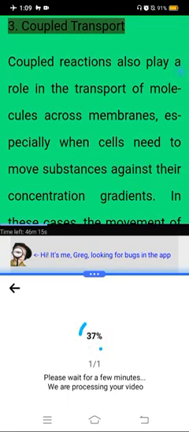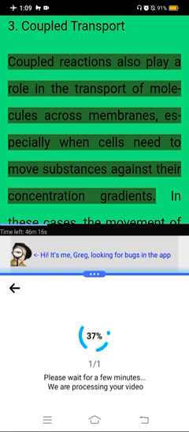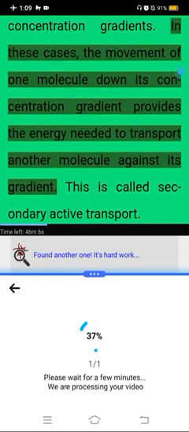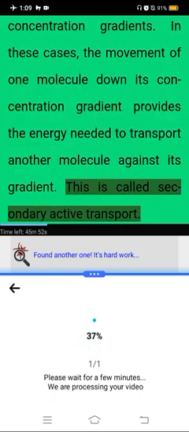3. Coupled transport. Coupled reactions also play a role in the transport of molecules across membranes, especially when cells need to move substances against their concentration gradients. In these cases, the movement of one molecule down its concentration gradient provides the energy needed to transport another molecule against its gradient. This is called secondary active transport.